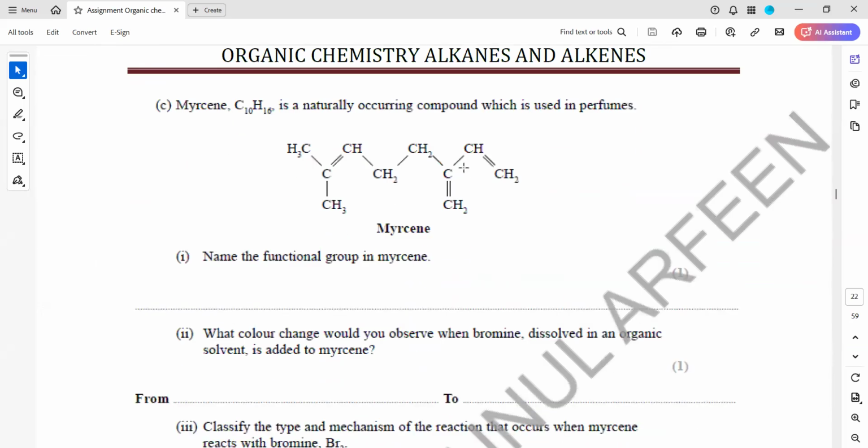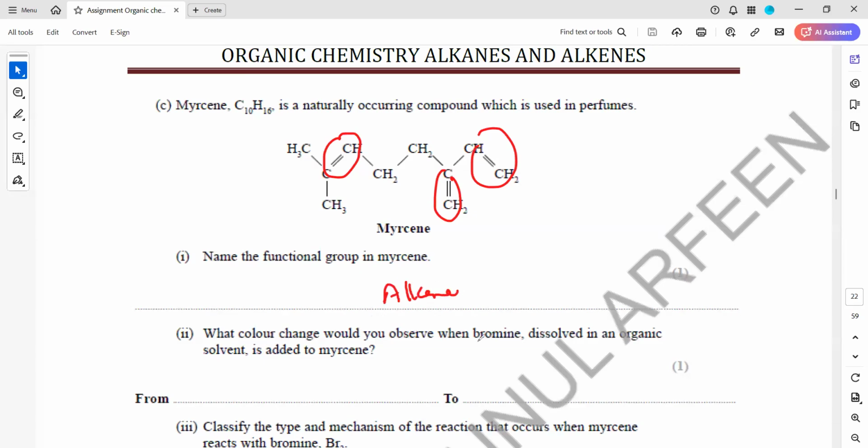Myrcene, C10H16, is a naturally occurring compound which is used in perfumes. Name the functional group which is present. As you can clearly see, the carbon-carbon double bond is there. So which functional group is present here? The functional group present is alkene.